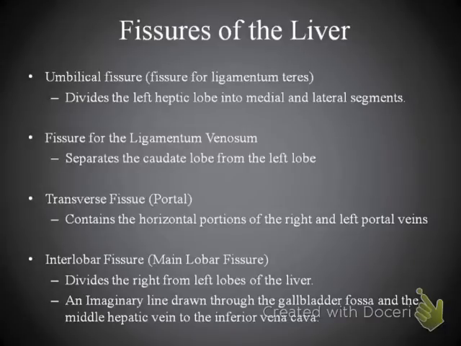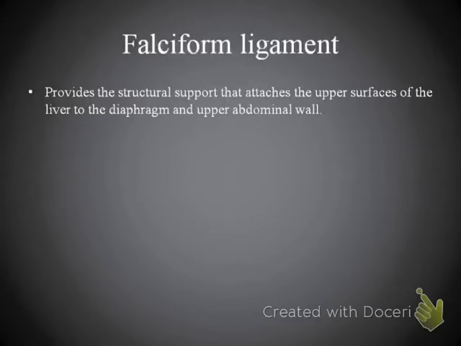The interlobar fissure, or main lobar fissure, divides the right from the left lobes of the liver, an imaginary line drawn through the gallbladder fossa and the middle hepatic vein to the inferior vena cava. So these are the fissures of the liver. Which brings us to the falciform ligament. The falciform ligament provides the structural support that attaches the upper surfaces of the liver to the diaphragm and the upper abdominal wall.